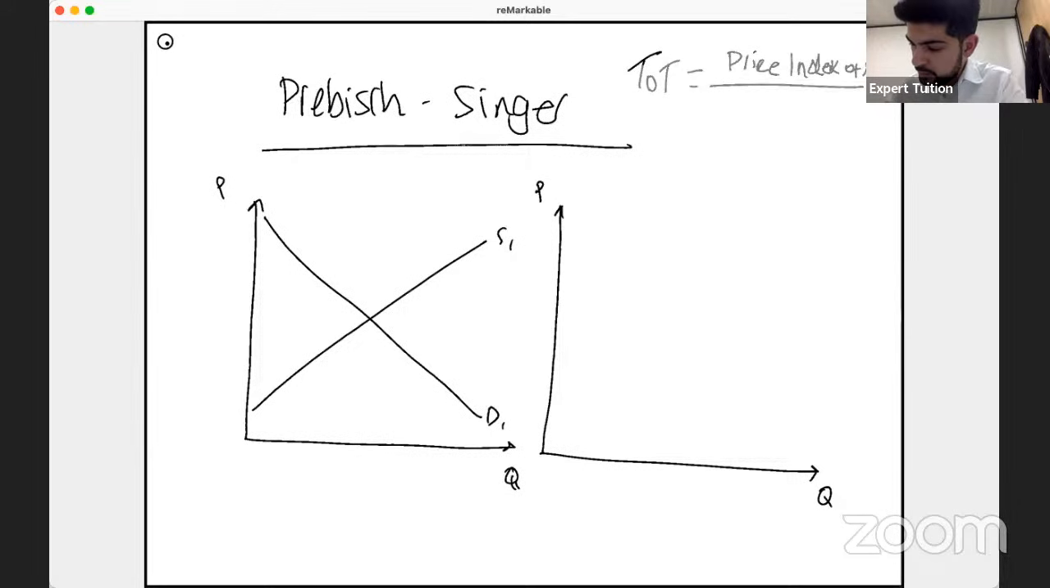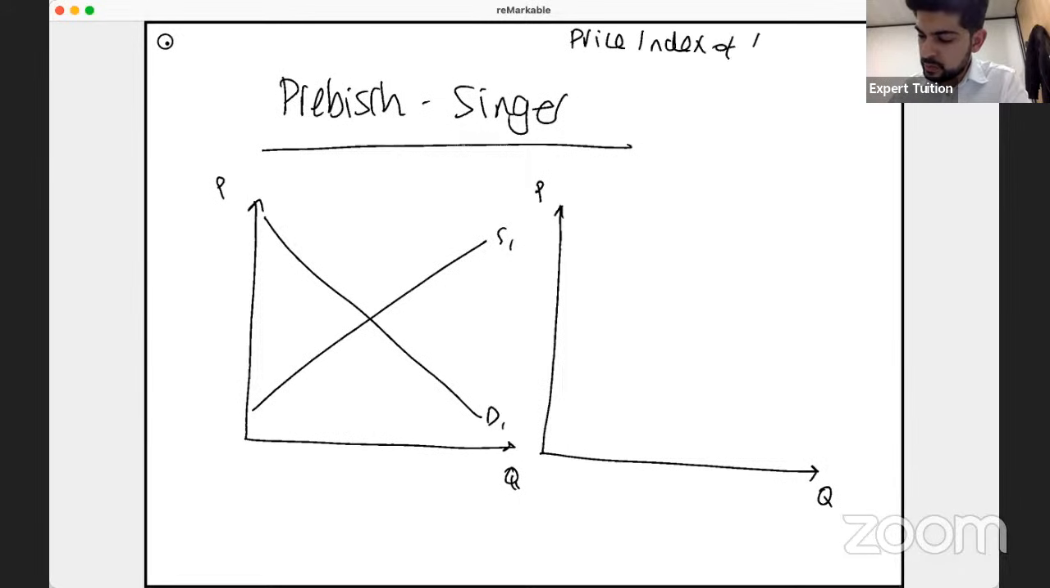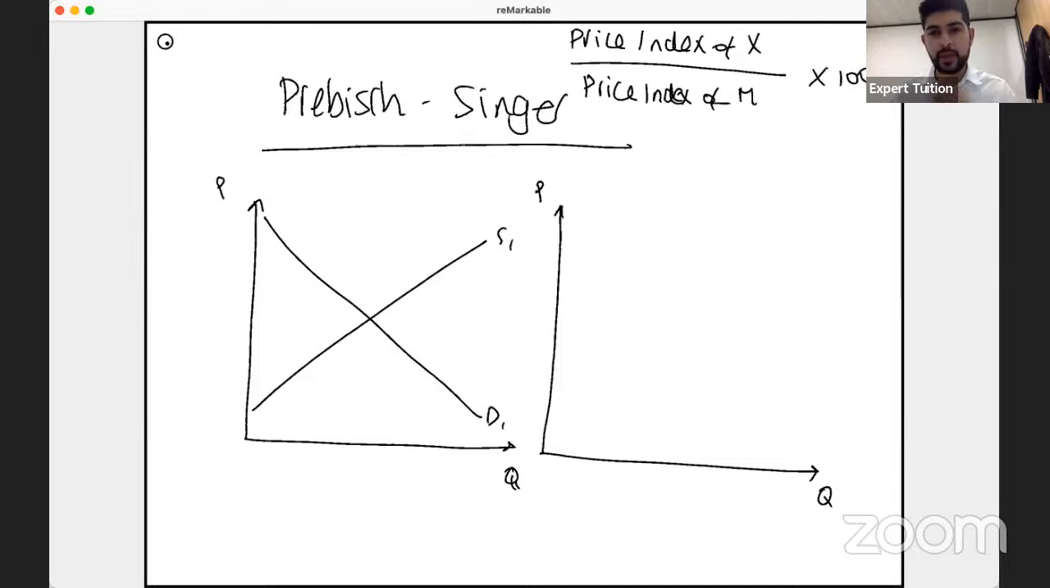Let's do it here. So we're going to do price index of exports, so X, over the price index of M, and you times that by 100. In other words, I'm looking purely at the monetary value of my exports relative to the monetary value of my imports. It is not about how much I'm selling or buying, by the way. A common misconception is people mix that up.